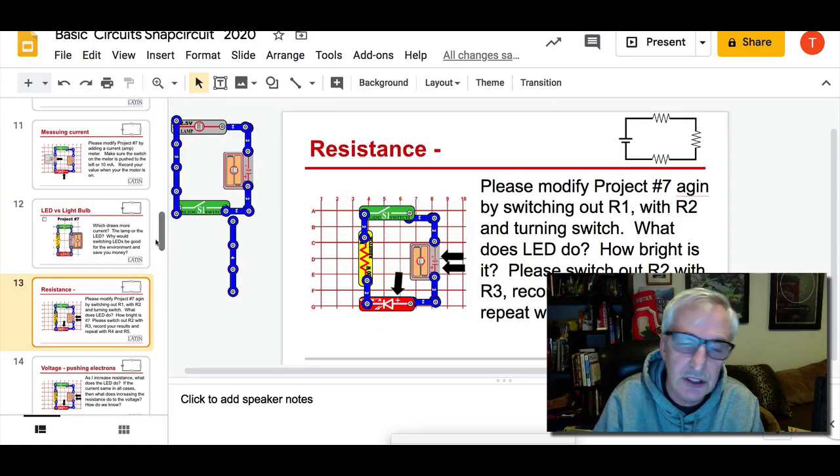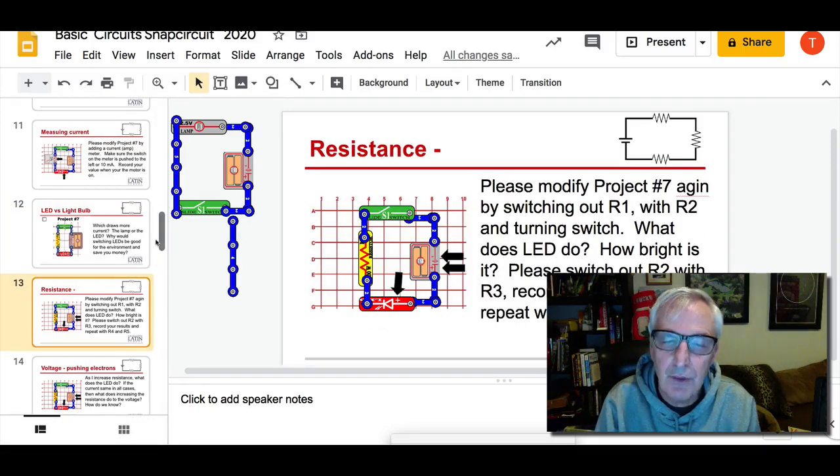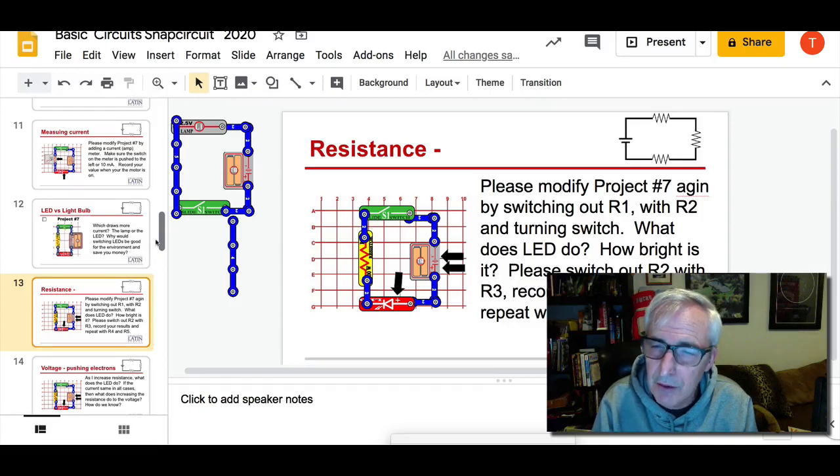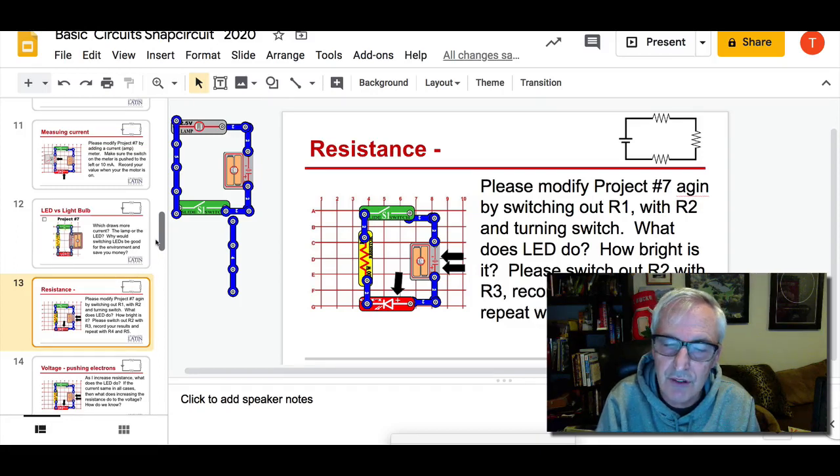Also, in terms of which draws more current, an LED or a light bulb, understanding that, which one's going to be better for the environment. Next, we're going to go on to resistance. We said there was current we worried about, and resistance and voltage. A lot of times we control the amount of voltage with resistance. So let's try resistance first.